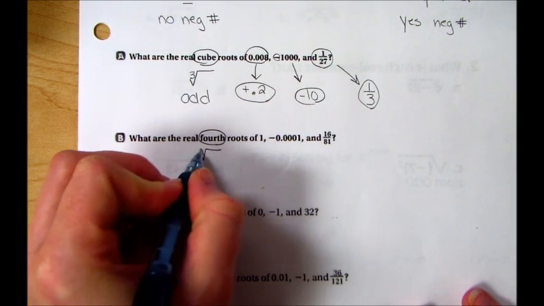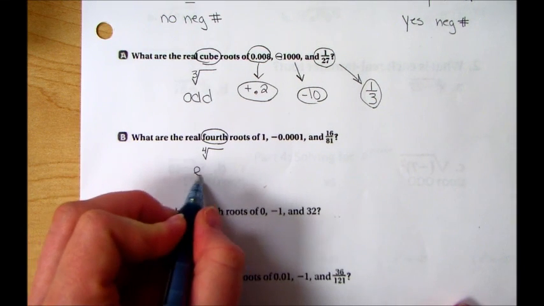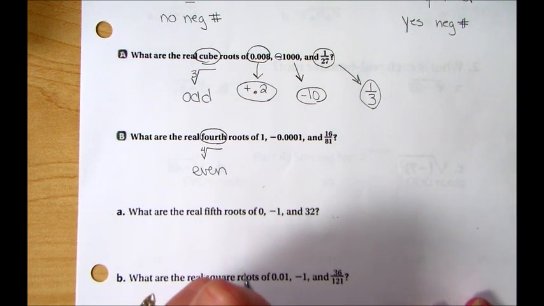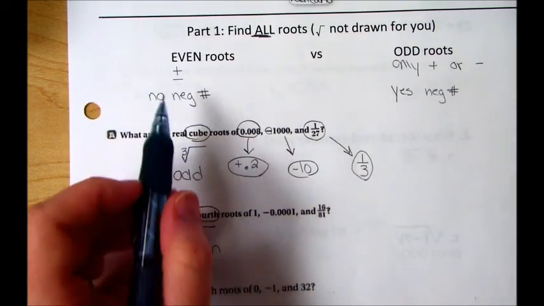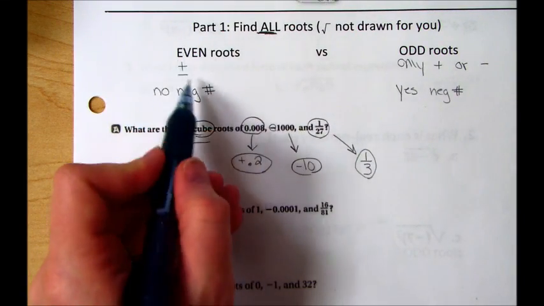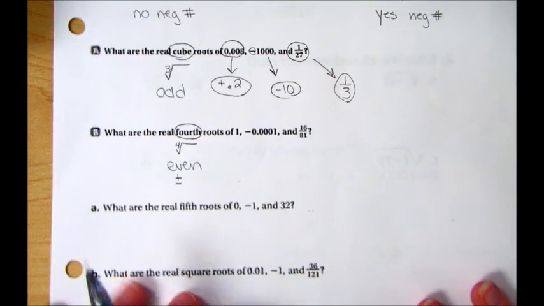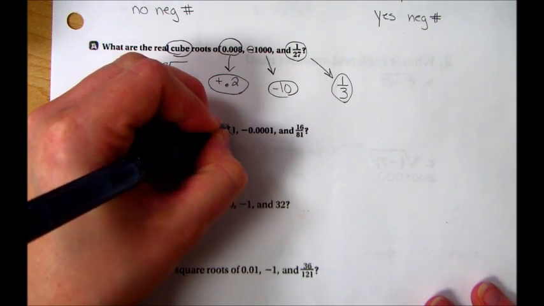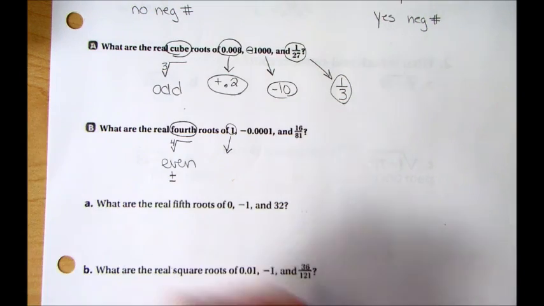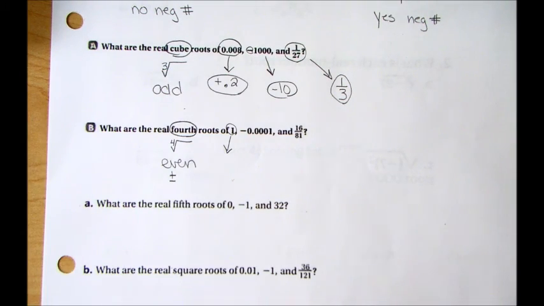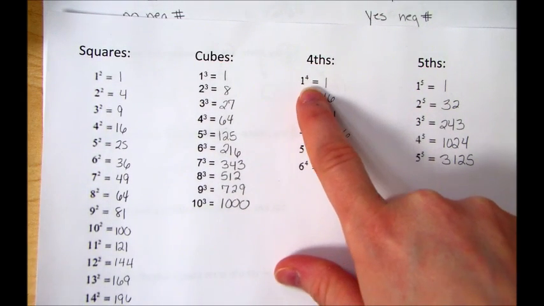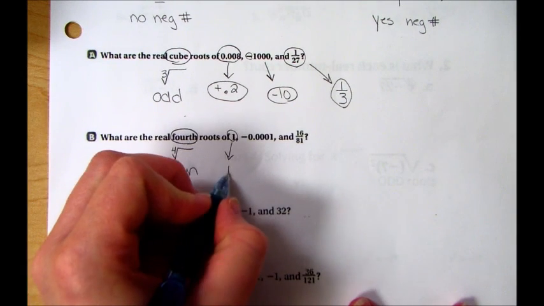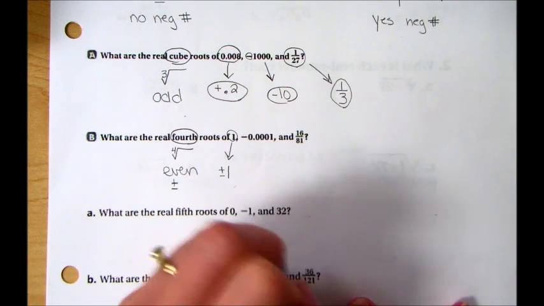Now a fourth root is even. So I need a plus and a minus on these ones because I said so up here. When you need to find all roots, it's a positive and a negative. So they're going to start pretty basic and just do 1. What is the fourth root of 1? Well, let me go to my fourth list. Here's a 1. The fourth root of it is 1. But because this is an even root, positive and negative 1.